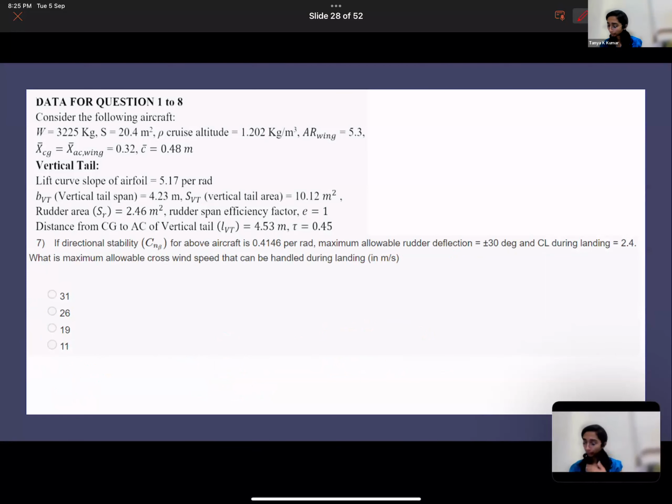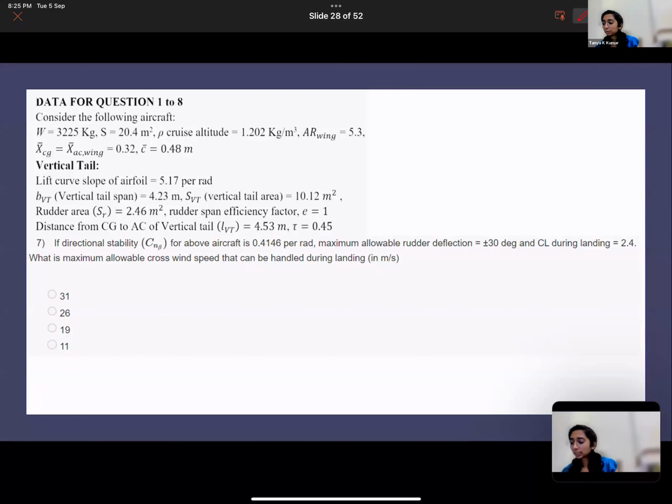Okay. If the directional stability Cn beta for the above aircraft is 0.4146 per radian. Cn beta is 0.4146. Notice how it's positive, just like we had seen. Cn beta is positive. Why? Positive beta produces negative force, produces positive yawing moment. Positive N. Okay. So if the directional stability for the above aircraft is 0.4146 per radian, maximum allowable rudder deflection is 30 degrees, and CL during landing is same as the previous case, 2.4.